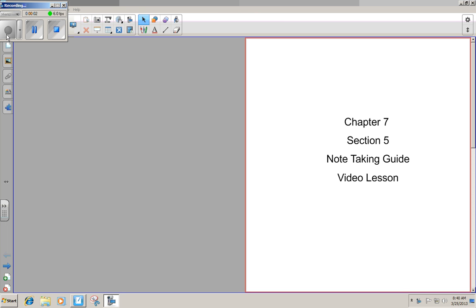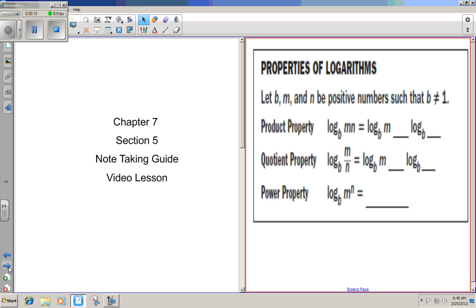Alright, welcome back. This is Chapter 7, Section 5, entitled Apply Properties of Logarithms. You should already have a copy of the note-taking guides, and we're going to go ahead and just get right started. There are no vocabulary words to go over, but right away you'll see that there are some properties of logarithms.